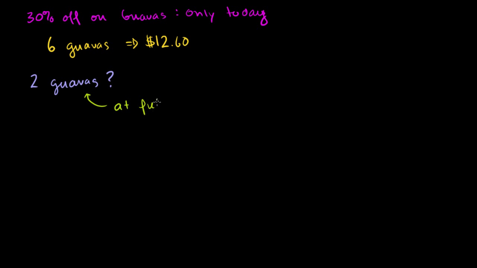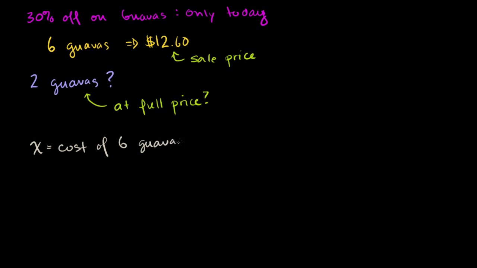A good place to start is to think about how much those 6 guavas would have cost us at full price. This is the sale price right here. How much would those have cost me at full price? So let's do a little bit of algebra here. Let me pick a suitable color, maybe this little gray. So let's say that x is equal to the cost of 6 guavas at full price. So essentially, if we take 30% off of this, we should get $12.60.